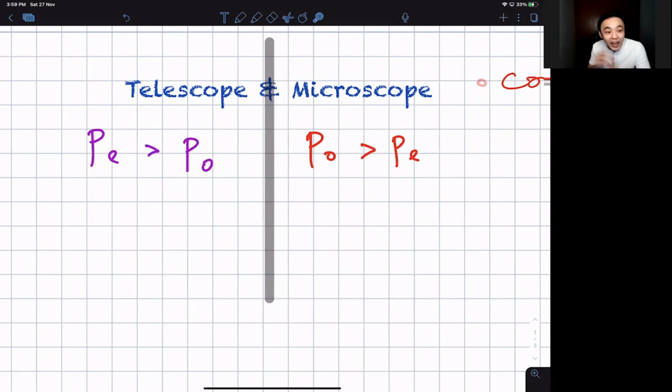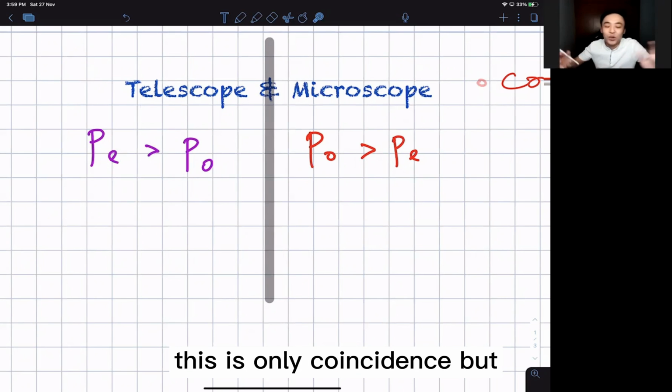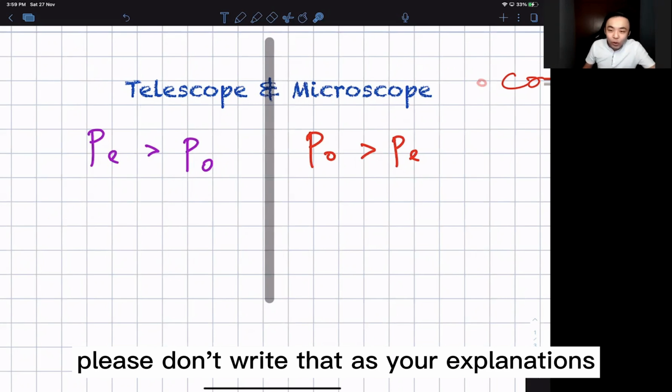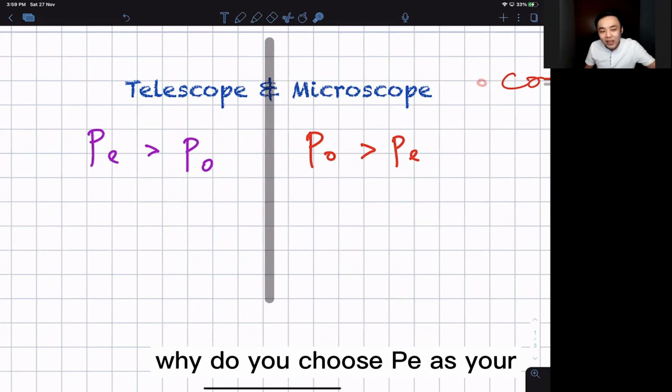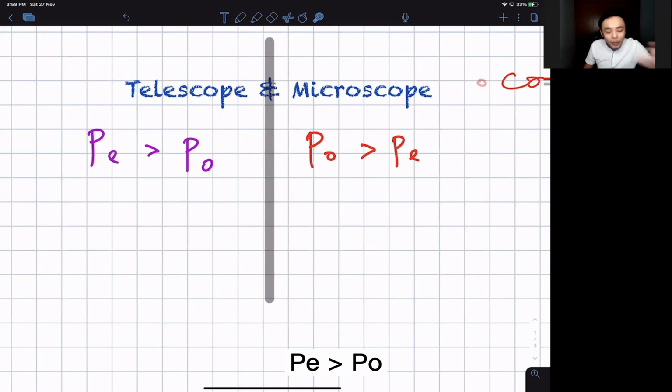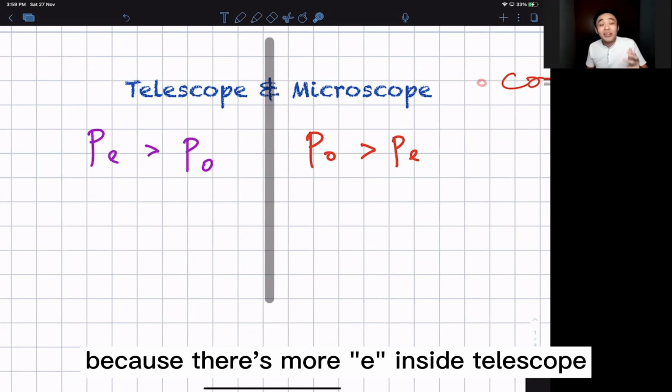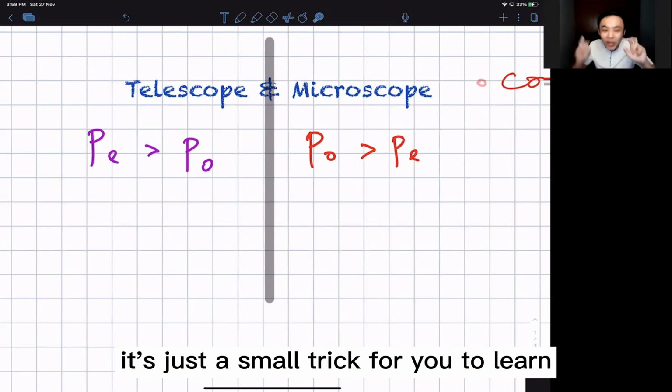Done. Now, of course, this is only a coincidence, but in the exam, please don't write that as your explanation. Why do you choose PE bigger than PO? Because there is more E inside telescope. That is not an explanation, all right? It's just a small trick for you to learn.